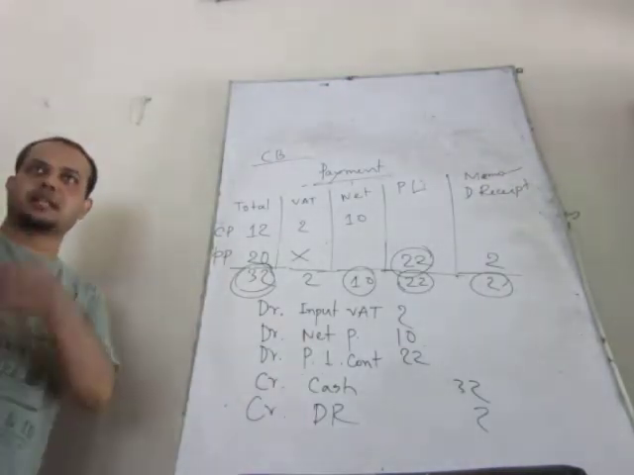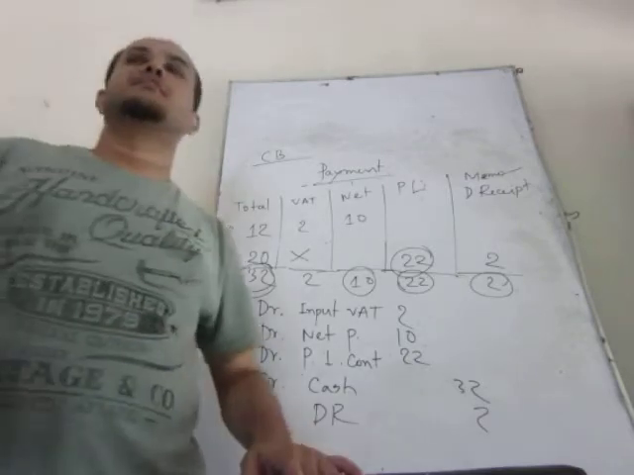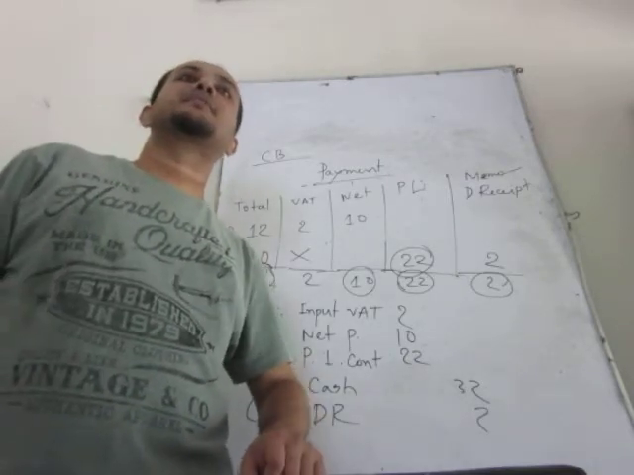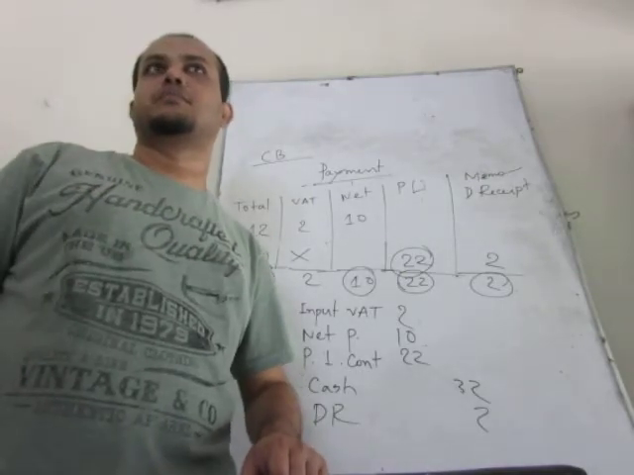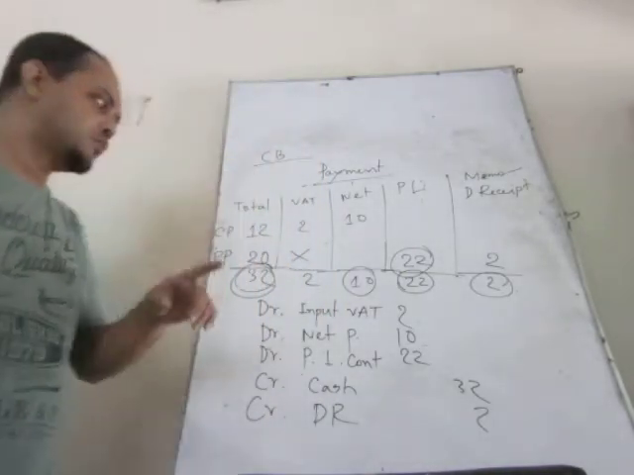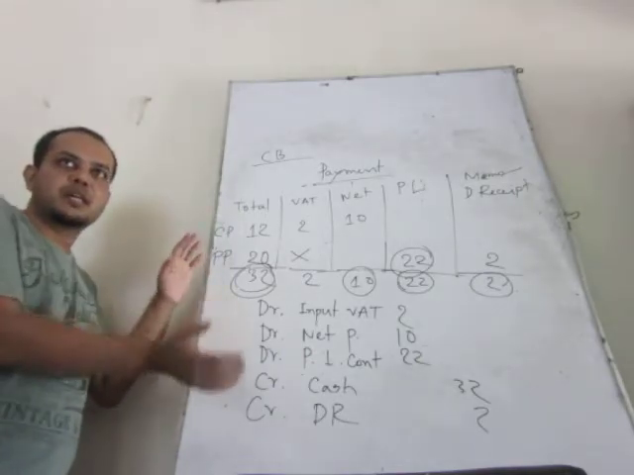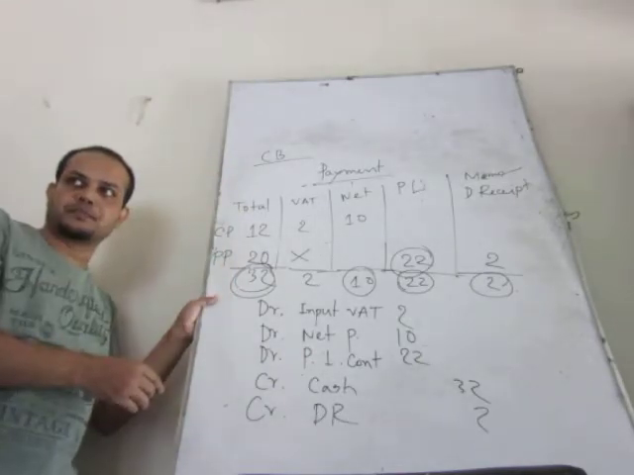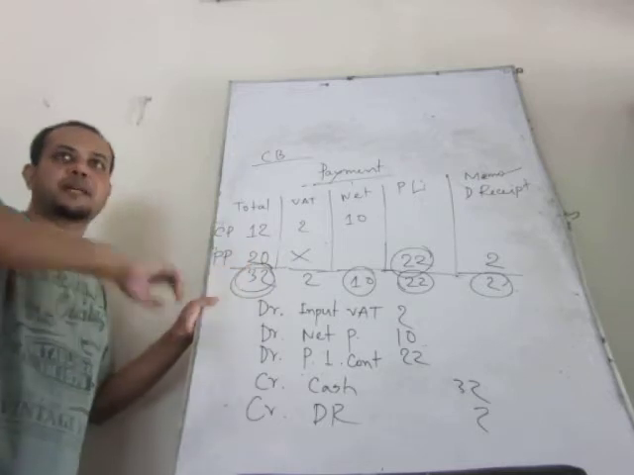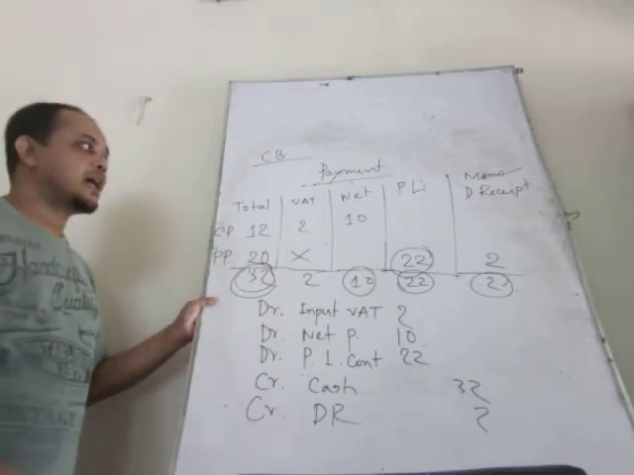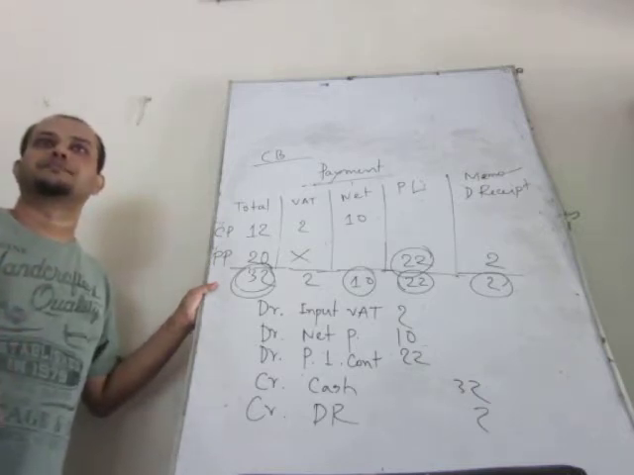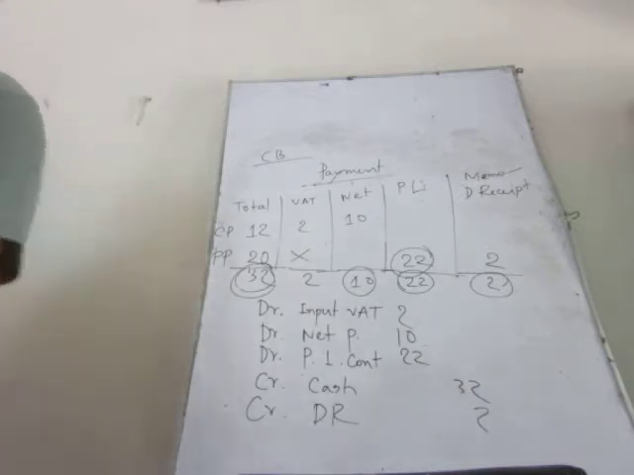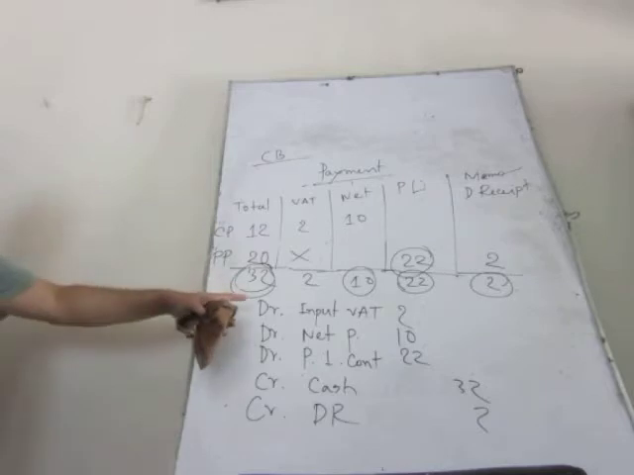In the next class, we will discuss sales and purchase ledger reconciliation. In that reconciliation segment, we need to combine this receipt side with the sales day book and this payment side with the purchase day book and purchase returns day book, and the receipt side with the sales day book and sales returns day book. We'll discuss it better. So this is the normal scenario.